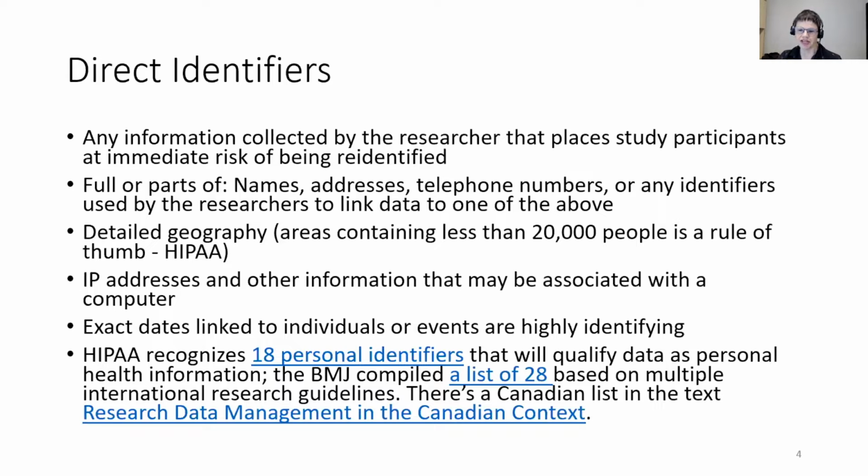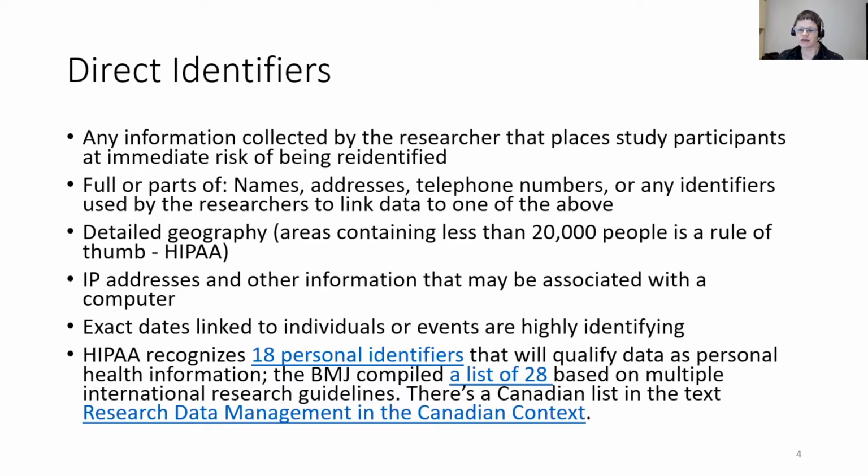Okay. Direct identifiers are any information that is collected by the researcher that places study participants at immediate risk of being re-identified. So things like names, phone numbers, social insurance numbers, student numbers, and so on. You can probably think of others. The definition of direct identifiers is actually a bit more expansive than you might expect, particularly when it comes to geography. Any geography containing less than 20,000 people is often considered a direct identifier. I'll be getting into why a little later.